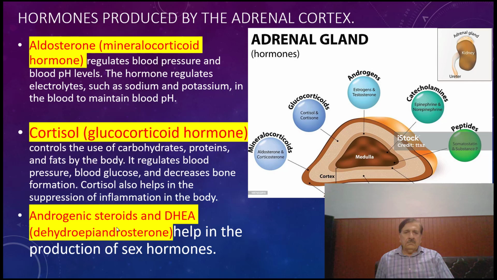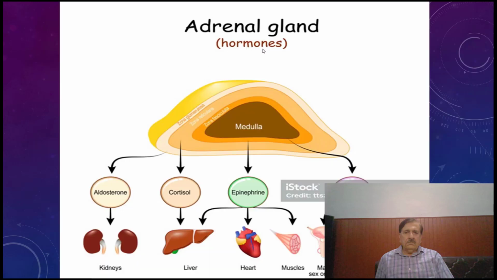Androgenic steroid and DHEA, dehydroepiandrosterone, help in the production of sex hormone. Adrenal gland, its hormone and site of action.